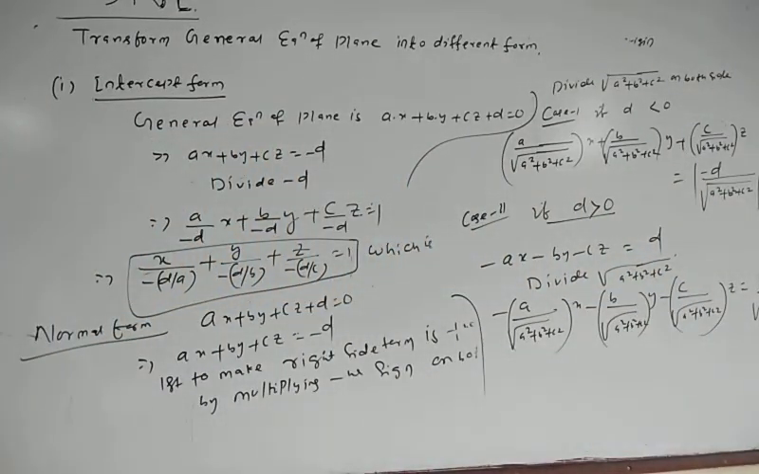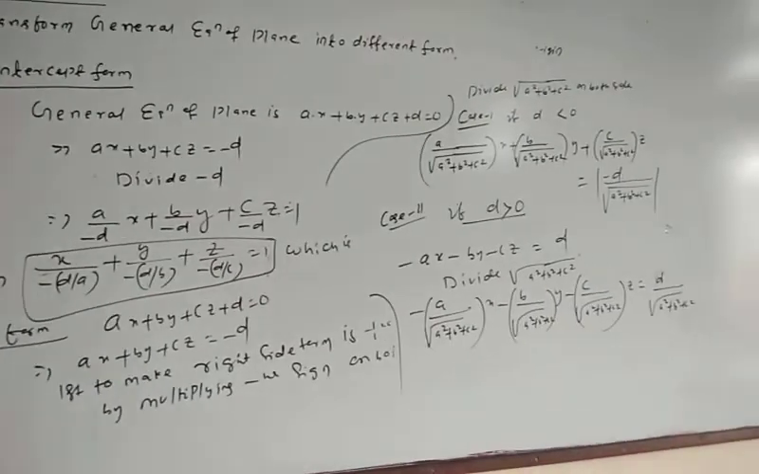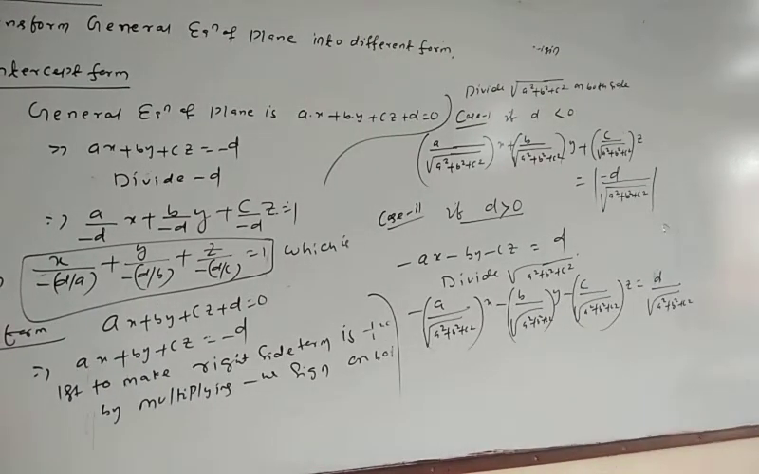Okay, so this is of the form lx plus my plus nz is equal to p, where l is equal to minus a by root over a square plus b square plus c square and m is equal to minus b by this one, n is equal to minus c by the same, and p is equal to d by root over a square plus b square plus c square. So what represents p? P is a perpendicular distance. So the perpendicular distance from origin to the plane is d by root over a square plus b square plus c square.